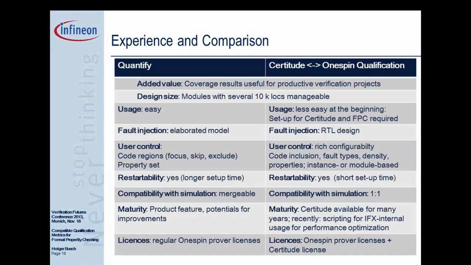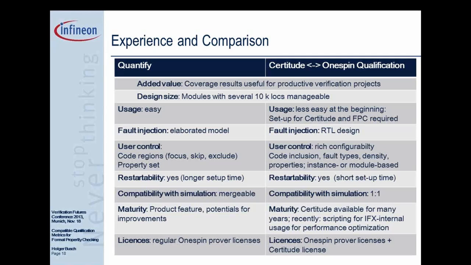Fault injection in OneSpin is on the elaborated model, or during module elaboration, or compilation of the model. The faults are injected, whereas in Certitude, as you have seen, it's explicitly done at RTL level, so you can see it, but you normally don't want to, because the VHDL becomes much longer than before due to the additional branches.